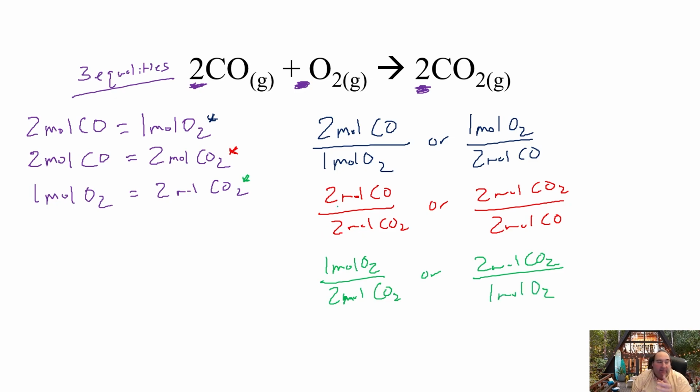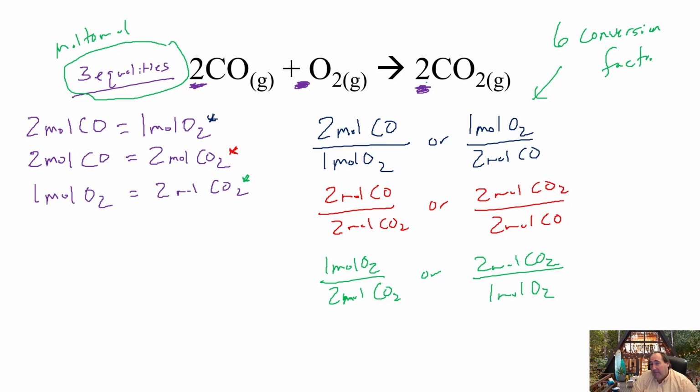So as you can see from this one balanced equation, we could actually come up with 3 equalities, 3 of these mole to mole relationships. We also will come up with 6 conversion factors that we could get from this actual equation. And honestly, that is really what stoichiometry is. It's really just conversion factors.